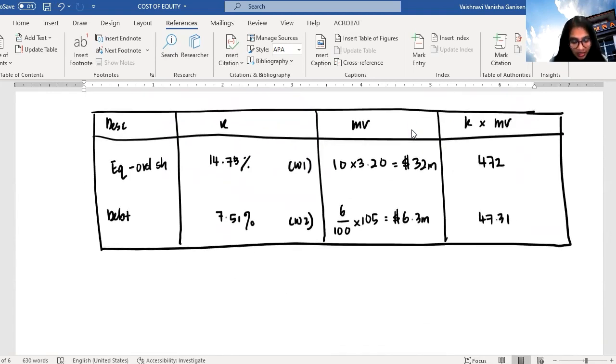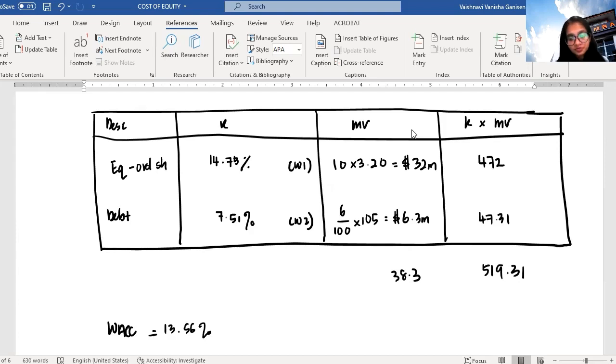Add both together. Here is 38.3. So WACC is 13.56%. Okay, guys. Simple, easy peasy. It's actually quite easy. When I teach you how to do it in Excel, you guys will realize how much more simple it actually is.